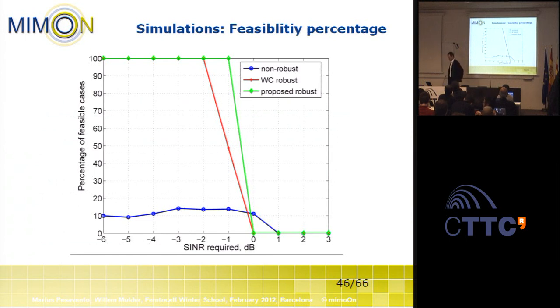So let us take a look at, let us compare our robust design, which is the green curve, with the non-robust approach. For different SNR targets, as displayed here, we display the percentage of feasible simulations or feasible beamformers that we have computed.